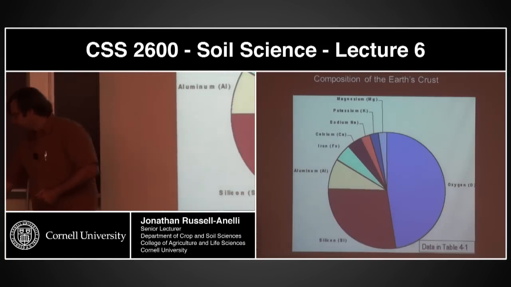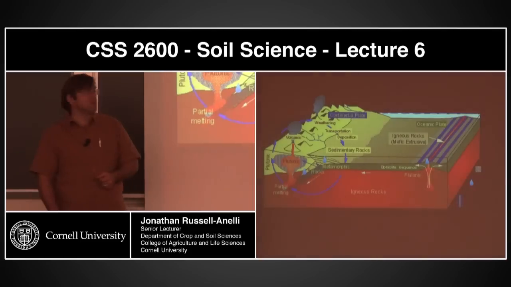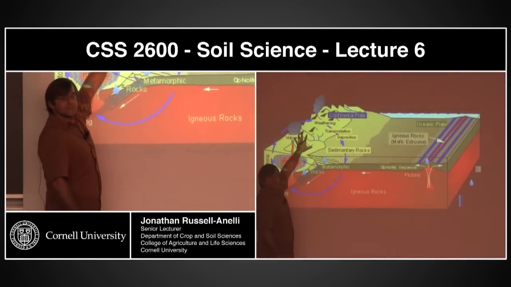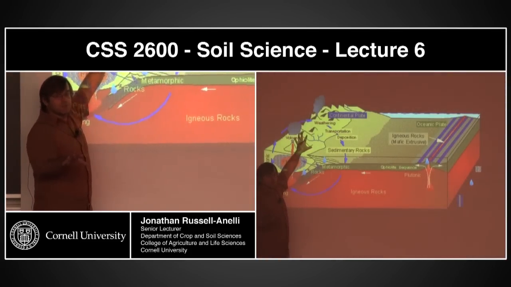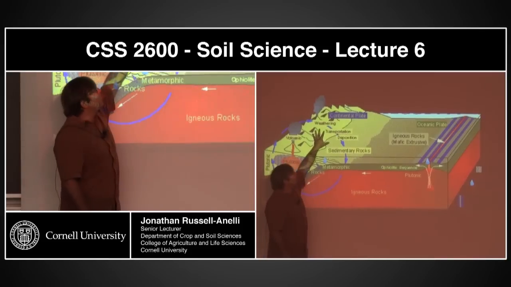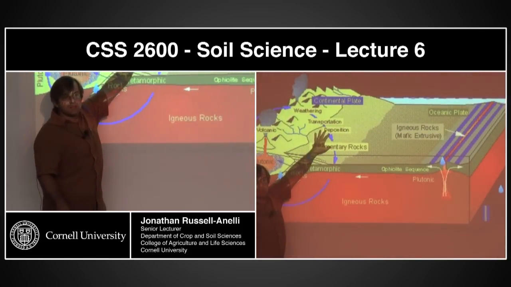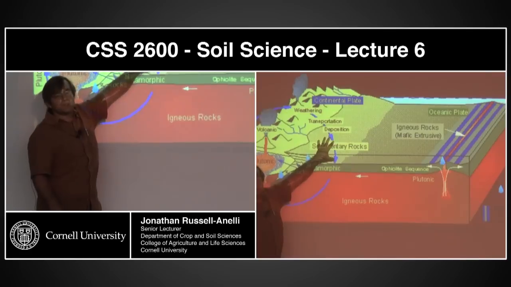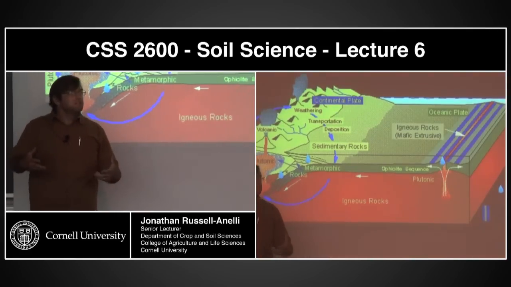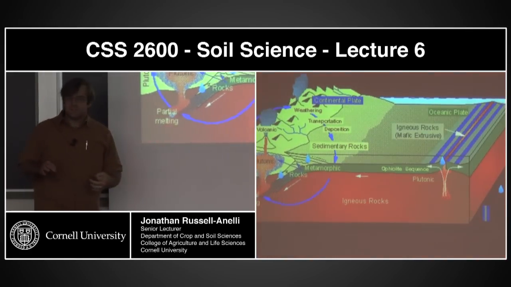These minerals are going to come up to the surface, and depending upon how these minerals are put together, they're going to weather, transport, and be deposited in different fashions, producing different materials on the surface, hence secondary minerals. Does this make sense?